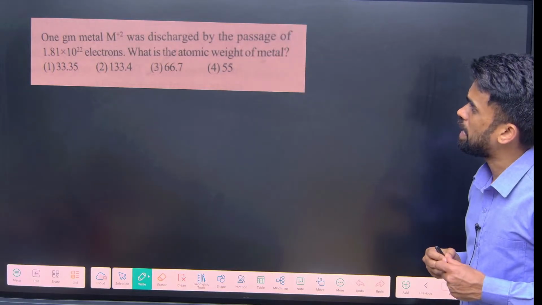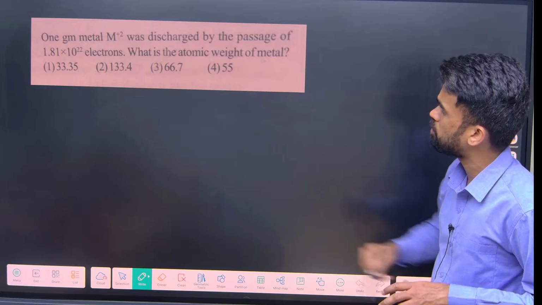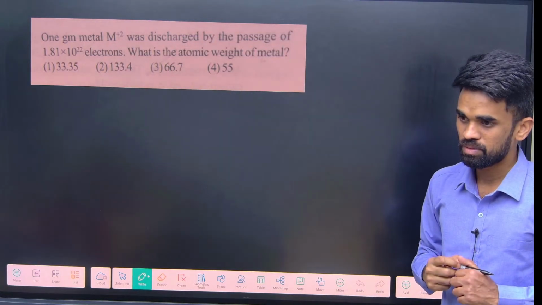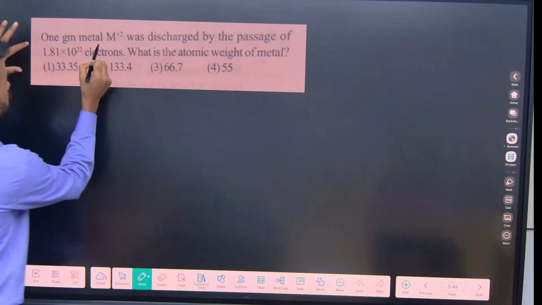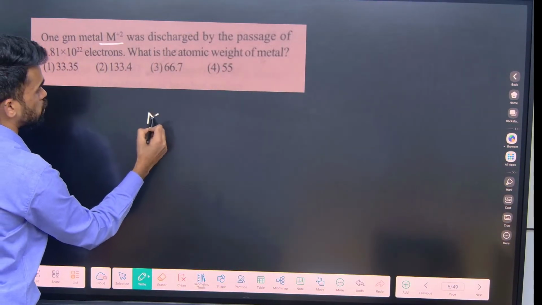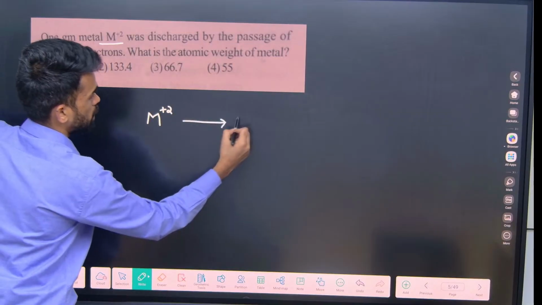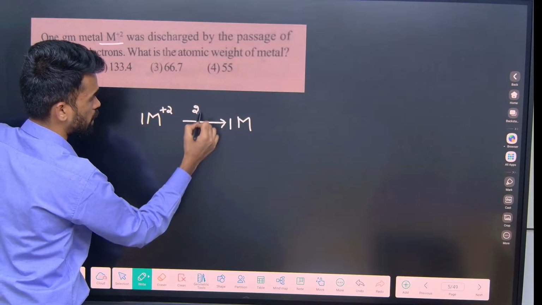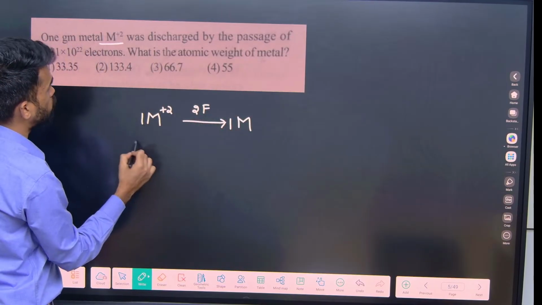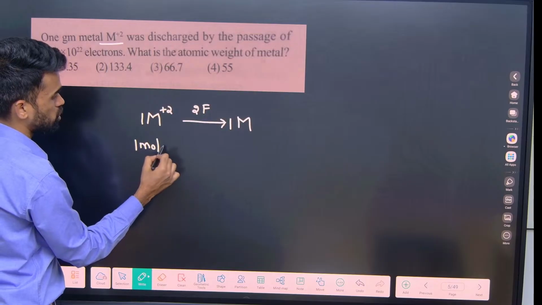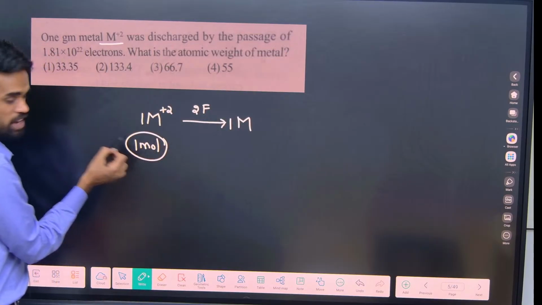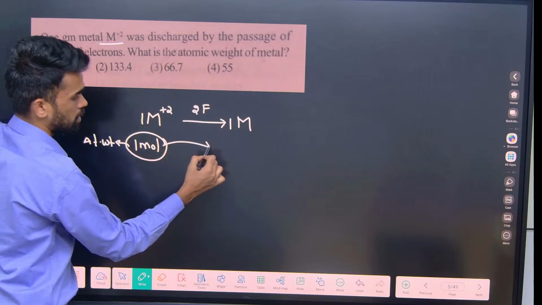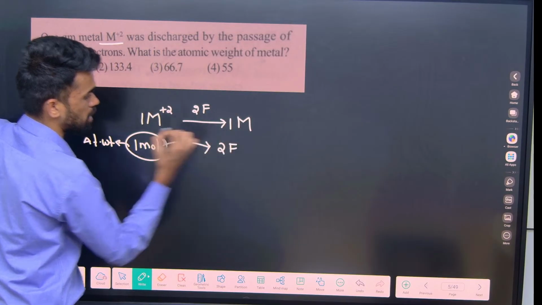1 gram of metal ion was discharged by passage of that many electrons. What is the atomic weight of the element they are asking? See, it's very simple. 1 gram of this metal. The metal charge is how much? Plus 2. Metal deposition means 0. So for 1 mole deposition, we require 2 Faradays. 1 mole weight is nothing but its atomic weight. So the atomic weight is deposited upon passing 2 Faradays of electricity.